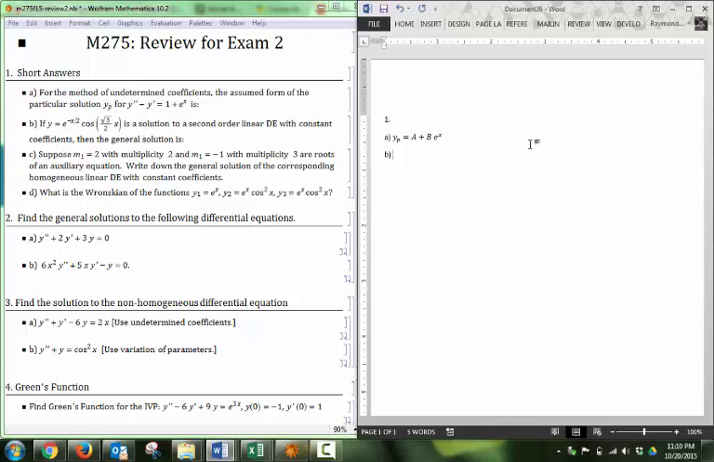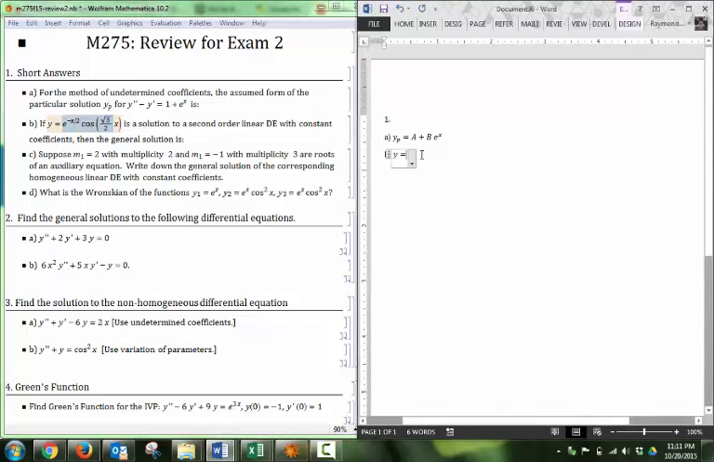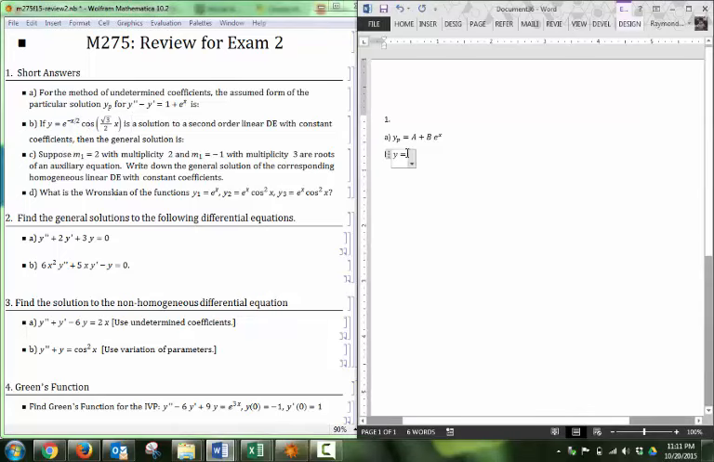Let's take a look at part B. If y is equal to e to the negative x over 2 times cosine of root 3 over 2 x is a solution to a second order linear differential equation with constant coefficients, then the general solution is going to be given by what? So let's call this first solution y1. And remember that for a second order differential equation, we have two linearly independent functions, and a linear combination of those will be our solution.